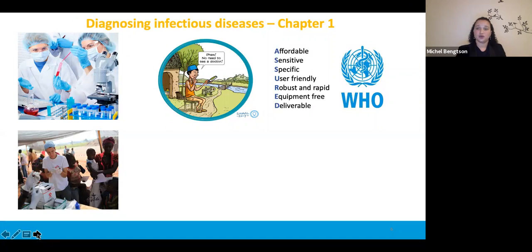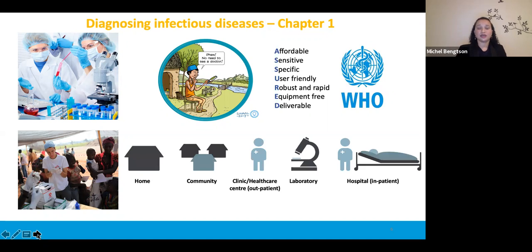The WHO have developed various guidelines, such as the ASSURED criteria, which aim to guide the development of new diagnostic tests. When looking at different diagnostic settings, point-of-care testing aims to decentralize diagnostics by taking the test out of the laboratory and bringing it closer to the people that need them the most.